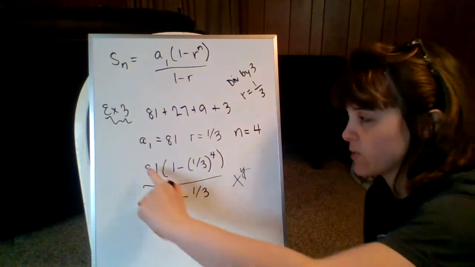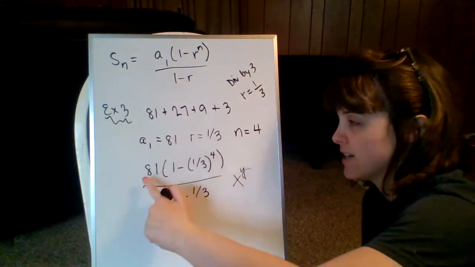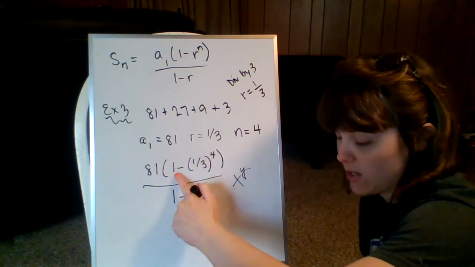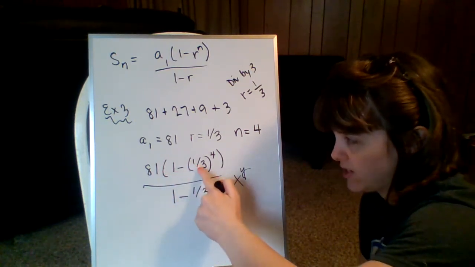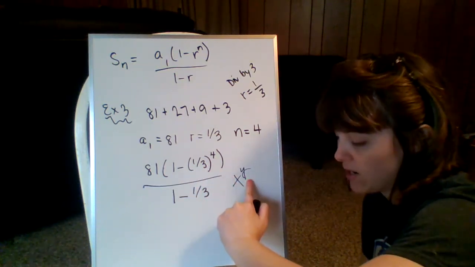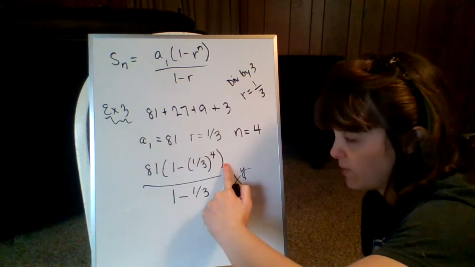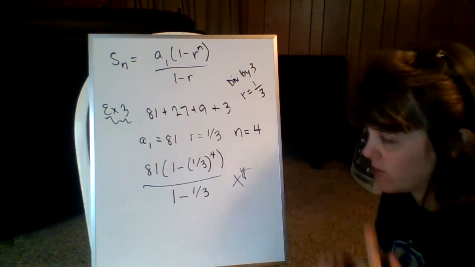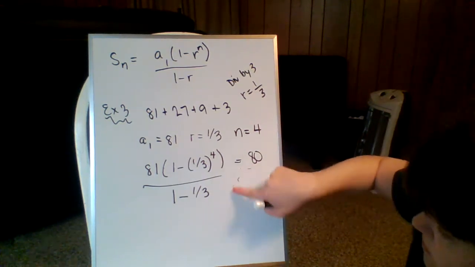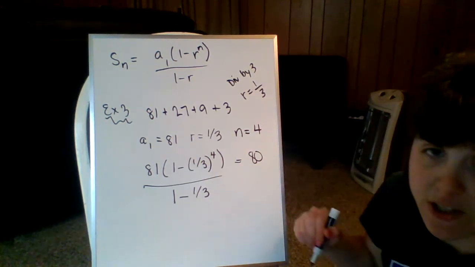It's really important that you press equals because we're just trying to do this top part here. So 81 times parentheses, 1 minus 1 divided by 3, and then you press the X to the Y button, and 4, close up your parentheses, and then equals. And the top part here should equal 80. Okay, so that's for the top part.